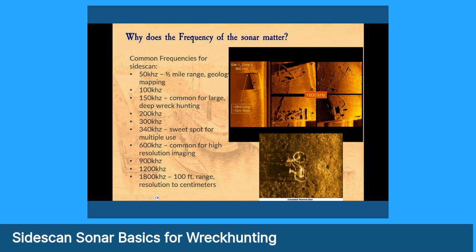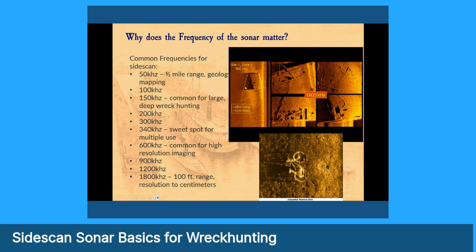340 is a real sweet spot. A lot of manufacturers make a 340 kilohertz fish. Deep Vision does, for example, and it really has excellent properties. 600 gets common for high resolution mapping, and it's a mid spot for people who want to do mapping as well as wreck hunting. You start getting upwards to 900 and 1200. These are fish finder resolutions that are looking for bass.